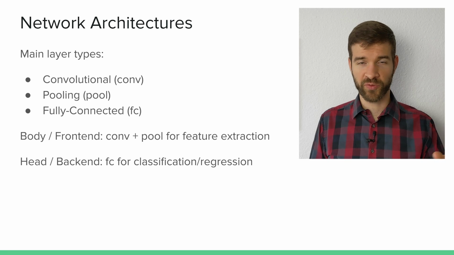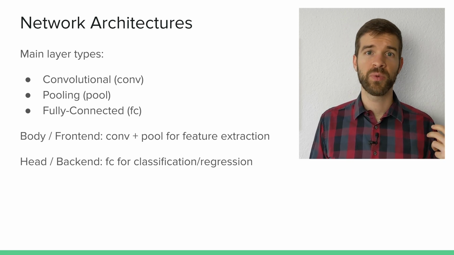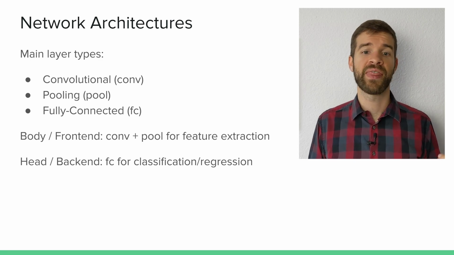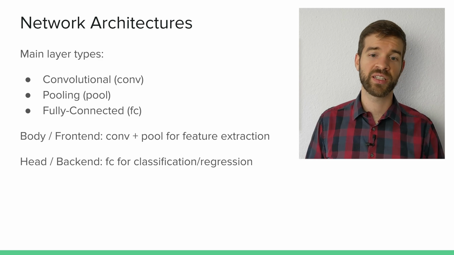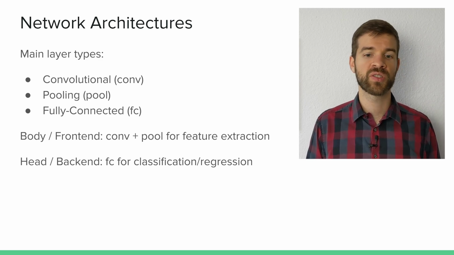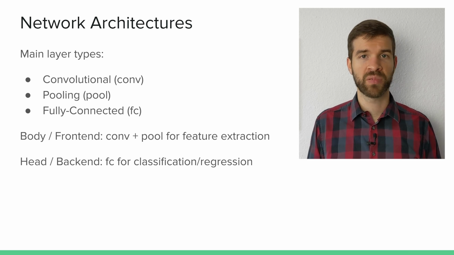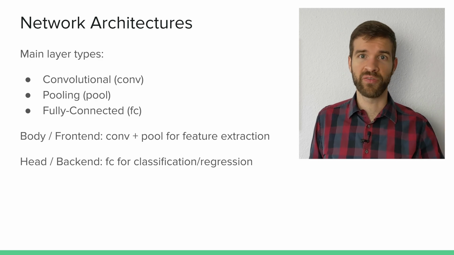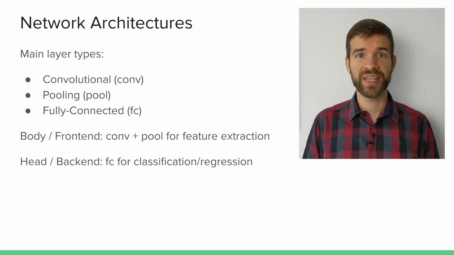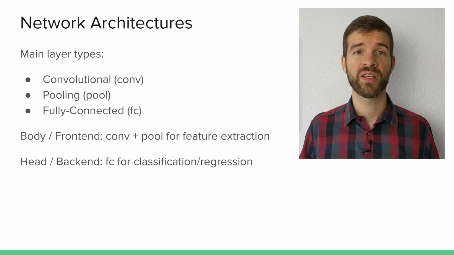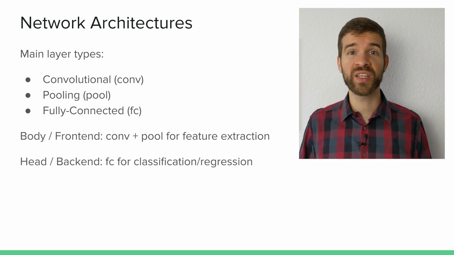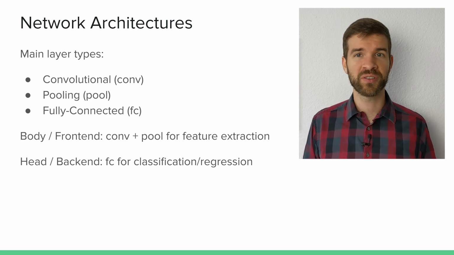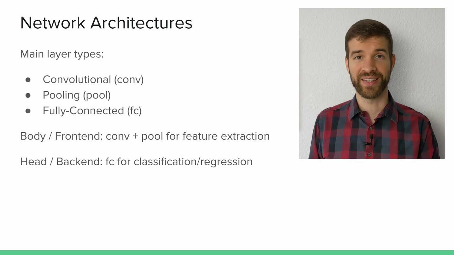In the body, the front end where we try to extract features, we typically only use convolutional and pooling layers. Then at the back end, or the head of the network, we most of the time use a fully connected layer for classification or regression. Why a fully connected layer? Because the last layer of our feature extraction will be a set of features. So if we extract 100 features, we would like to use all of these 100 features to produce our final output. That's why it makes sense to use a fully connected layer in a neural network, but only at the end.